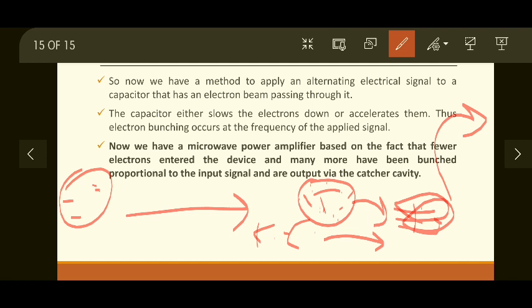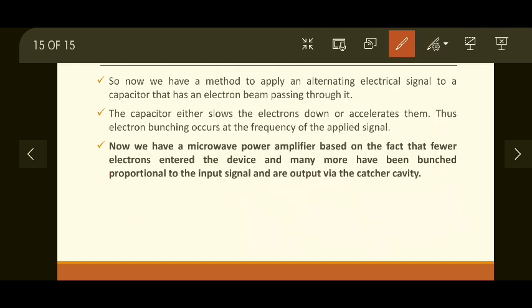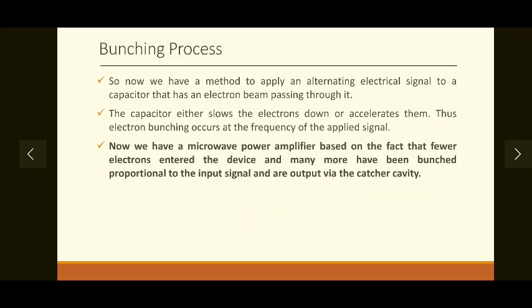Some electrons enter, a bunch of electrons exit. This bunch of electrons has a very large velocity because of velocity modulation, and their kinetic energy is transferred, that is, the accelerated velocity is transferred into an electric field and taken as output microwave power. So this is how the two cavity klystron works.